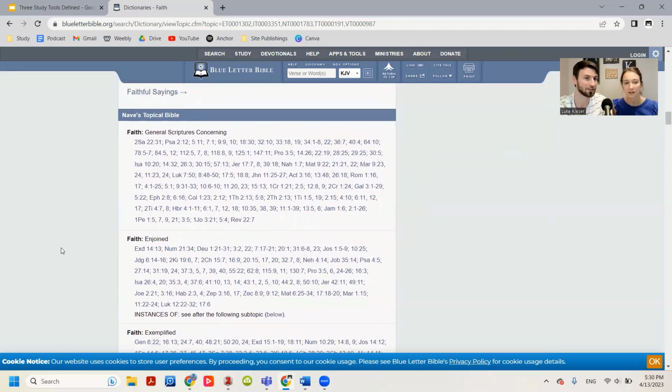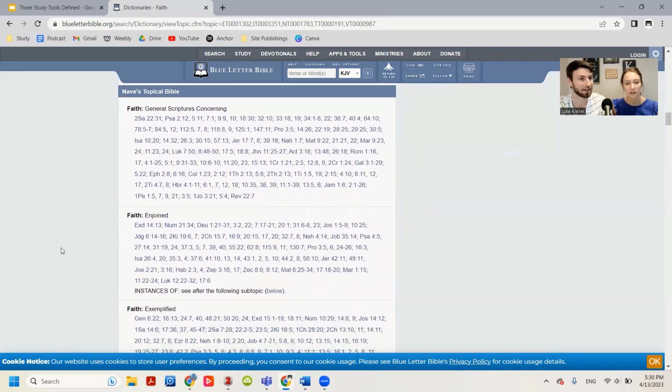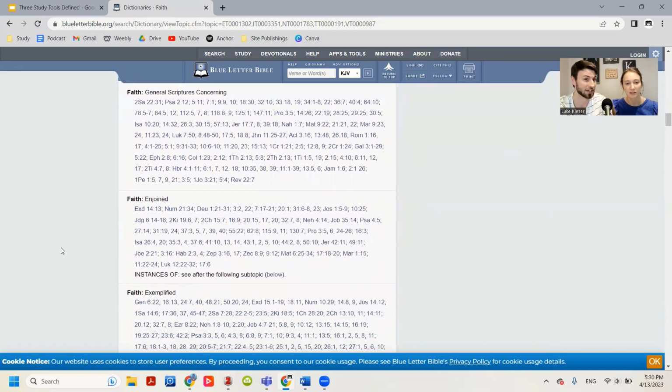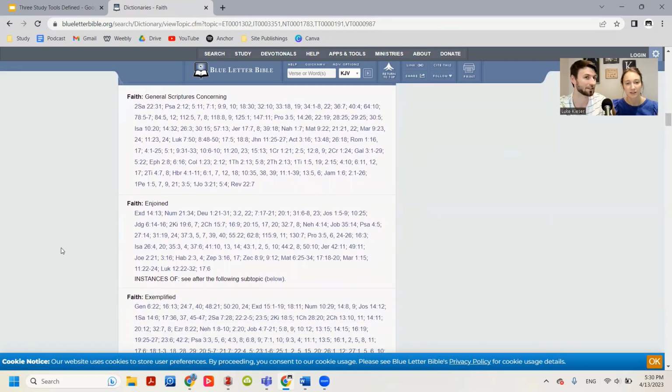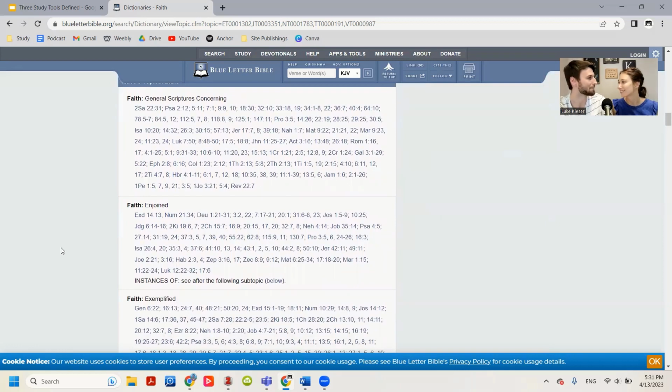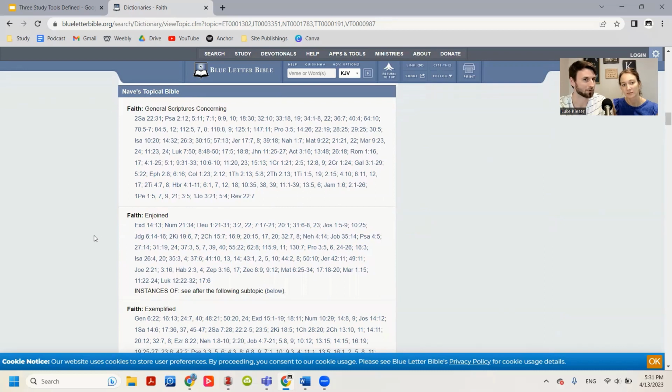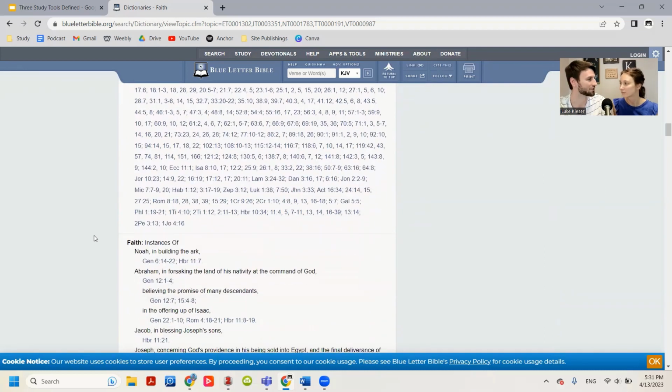So like here, Nave's Topical Bible, I guess, is a dictionary, but it just lists out all of the different. This is almost more like a concordance. A topical concordance. So each of these don't necessarily have to have the word faith in them, right? You can have the concept of faith without using the word faith. So that's kind of a difference between topic and word. Nave's Topical Bible tries to give you all of the examples of this topic being used.